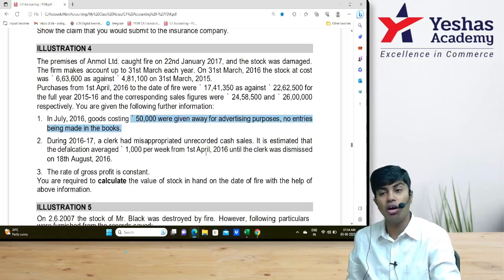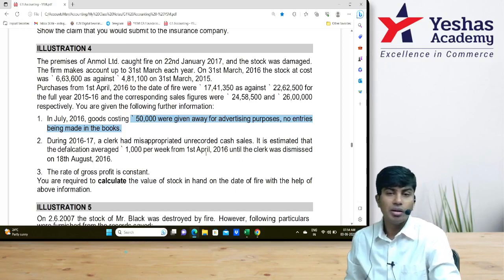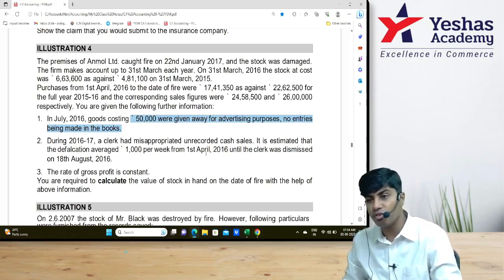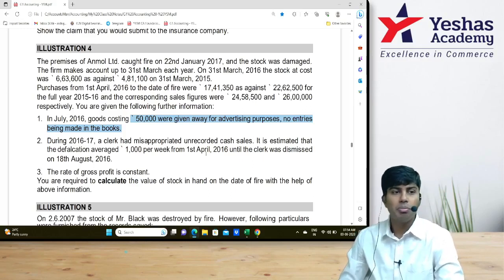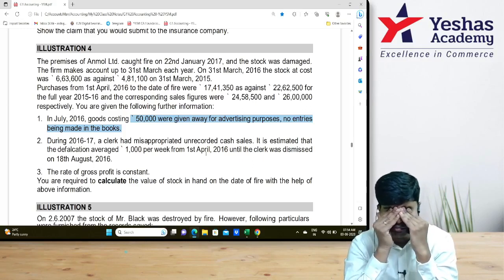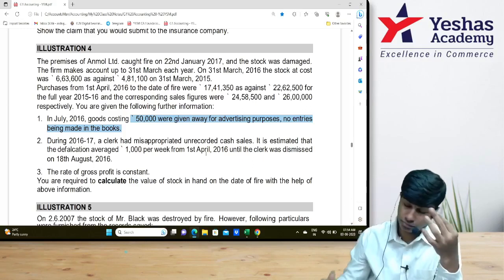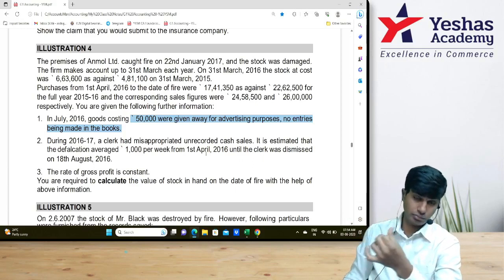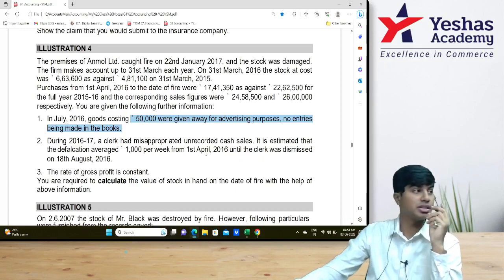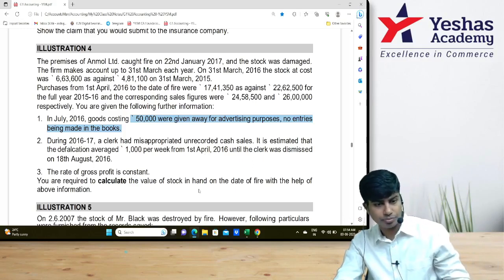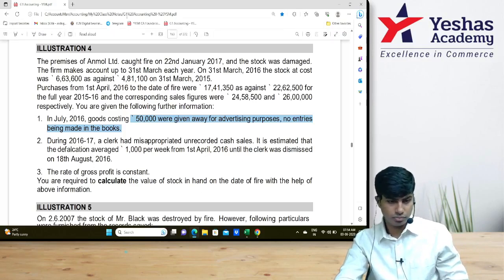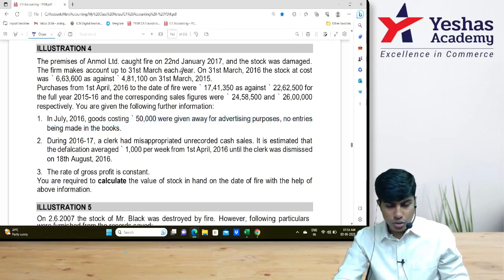Prepare trading account for 2015-16 to compute the GP ratio, right? Shall we do that? To start with, let's read the information in the order they've given.